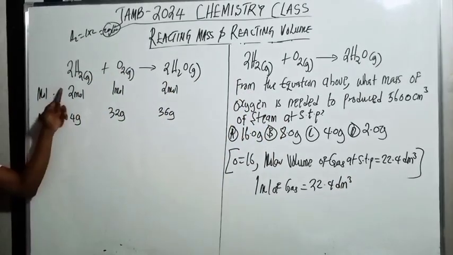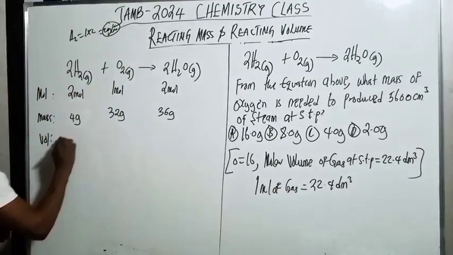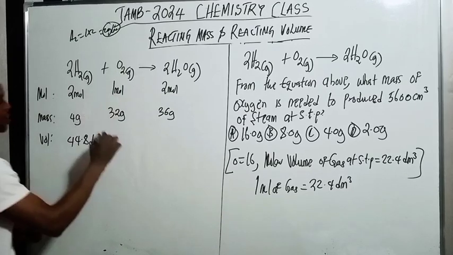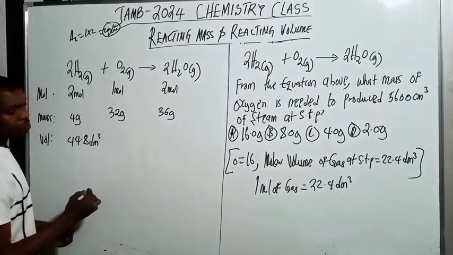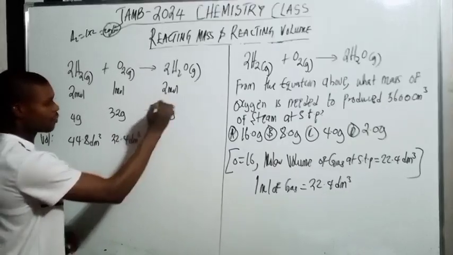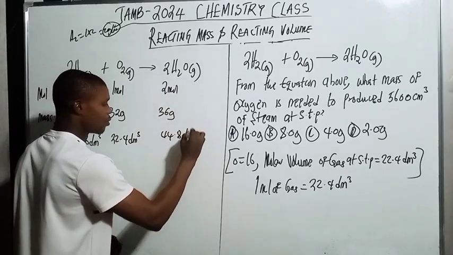So how many moles do we have here? Here we have 2 moles. 2 times 2.4, we have 44.8 dm cube, right? What am I saying here? This one is 1, 1 times 2.4, so it's going to be 2.4 dm cube. Here we have 44.8 dm cube, right?